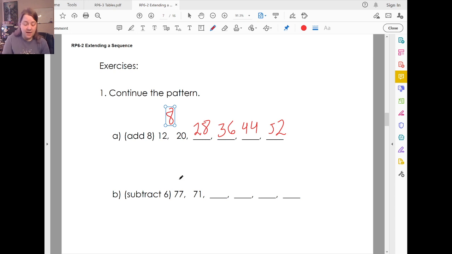On the subtract 6, 77 minus 6 is 71. 71 minus 6 is 65. 65 minus 6 is 59. Minus 6 is 53. Minus 6 is 47.